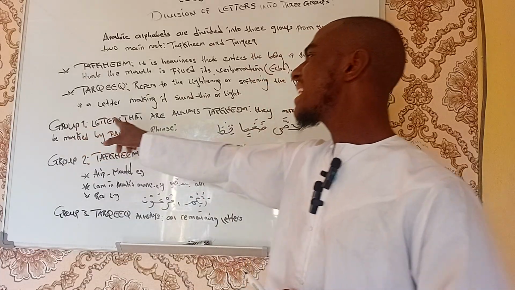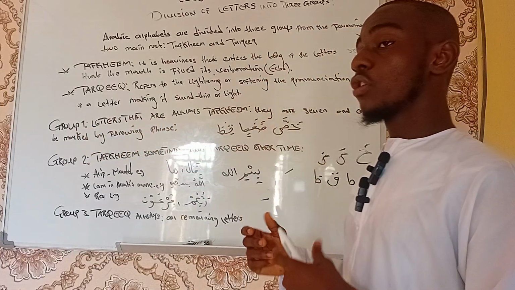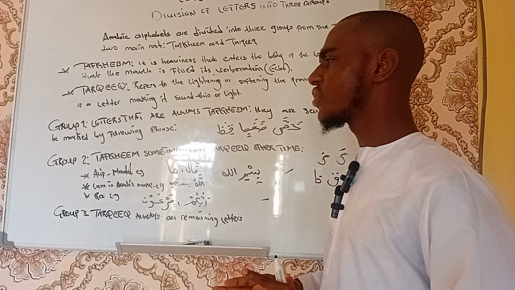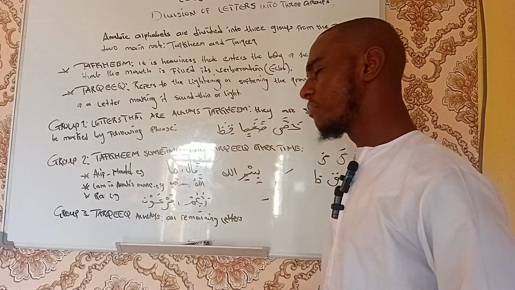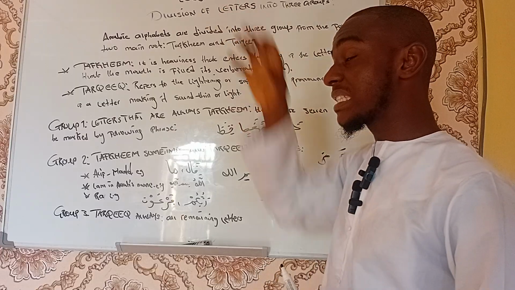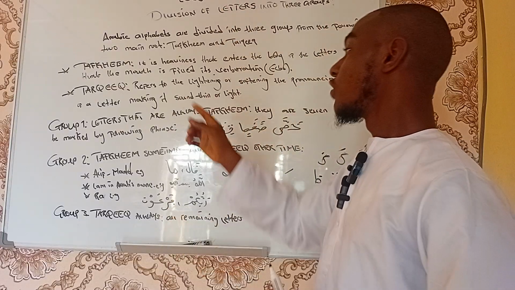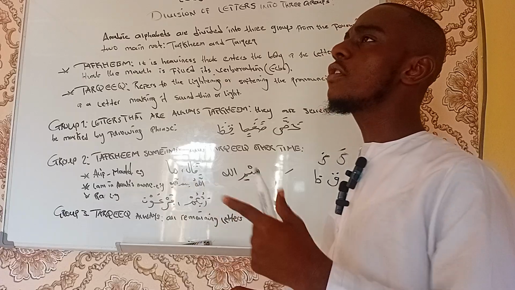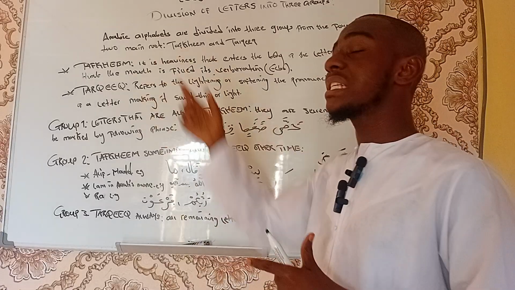Group 1, they say, are letters that are always Tafkheem. Group 1 now, inside they will get the letters, and when we proceed, the third group is always not Tafkheem. So the Arabic alphabet, as I tell us, is divided into 3 groups. The first group now, the letters are always Tafkheem, as we don't yet understand the meaning of Tafkheem.